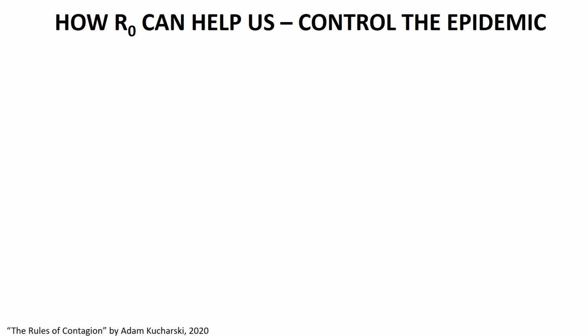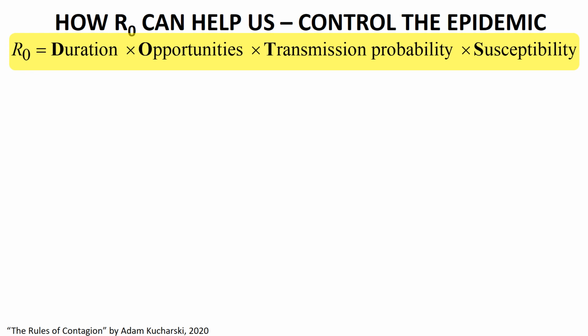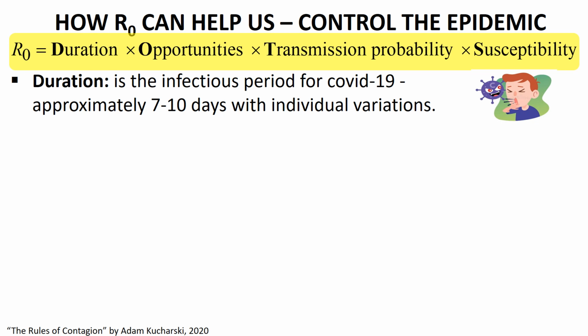So now a little bit more detail about how R0 can help us control the epidemic. This is a useful acronym, DOTS, D-O-T-S, and it was given in the book The Rules of Contagion by Adam Kurchowski. So R0 is equal to duration times opportunities times transmission probability times susceptibility. So duration is the infectious period for COVID-19, and it's roughly 7 to 10 days with individual variations. There's not an awful lot that you can do with that, but I do believe that sometimes you can reduce the infectious periods by taking certain measures. But by and large, that's sort of a constant.